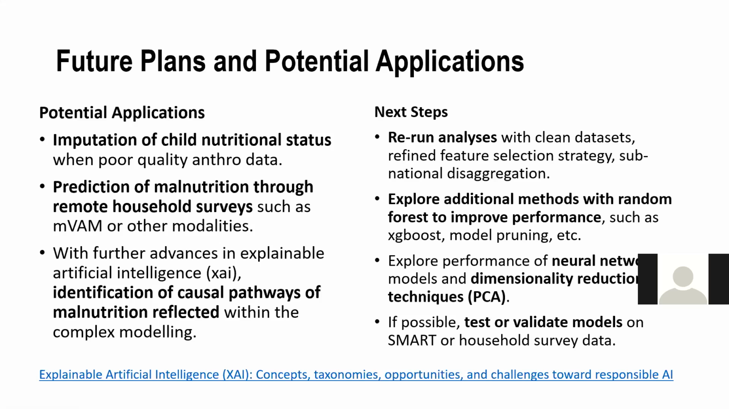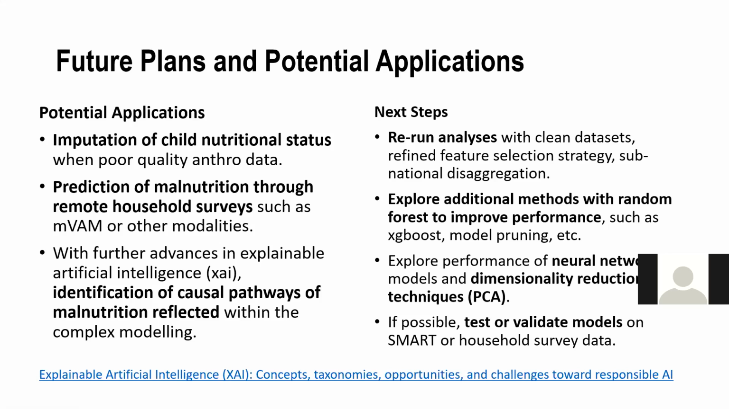And then prediction of malnutrition through remote household surveys. For example, during COVID-19 we were really facing challenges to collect information. So if we build a model and collect those predictors through other modalities, like through mobile surveys or by mobile call, and then use those indicators, it will also help us in our prediction of malnutrition.